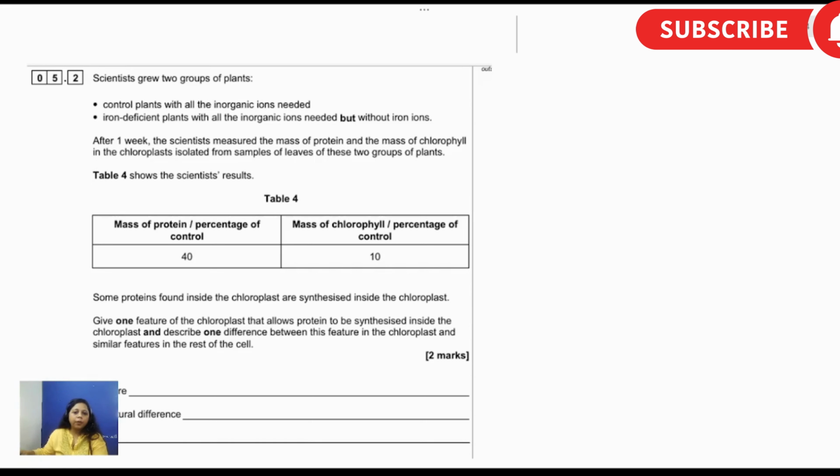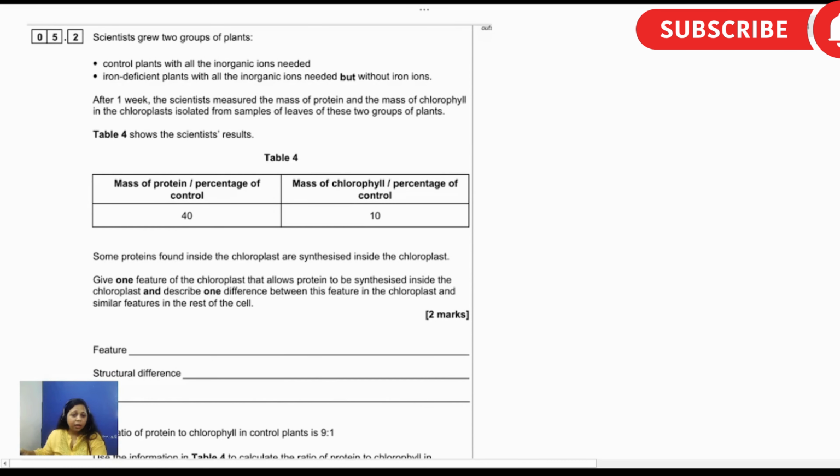Some proteins found inside the chloroplast are synthesized inside the chloroplast. Give one feature of the chloroplast that allows protein to be synthesized inside it. What makes protein in chloroplast? What is present in chloroplast? DNA. The chloroplast has its own DNA. Which other organelles have their own DNA? The mitochondria. These are the organelles that have their own DNA.